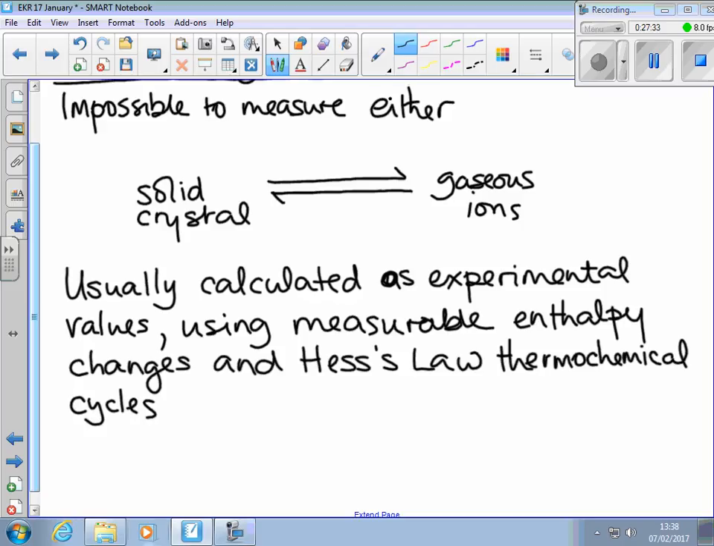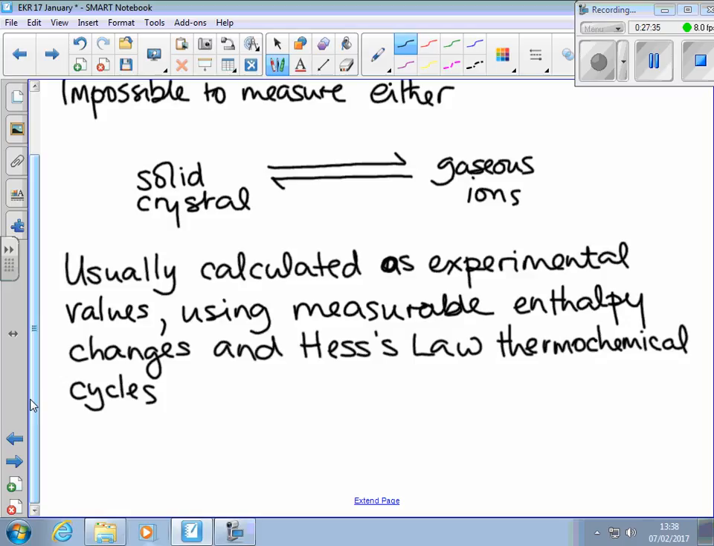And these thermochemical cycles are what we call Born-Haber cycles. All right, so yes, two people involved in that. I have no idea what either of them was specifically noted for.